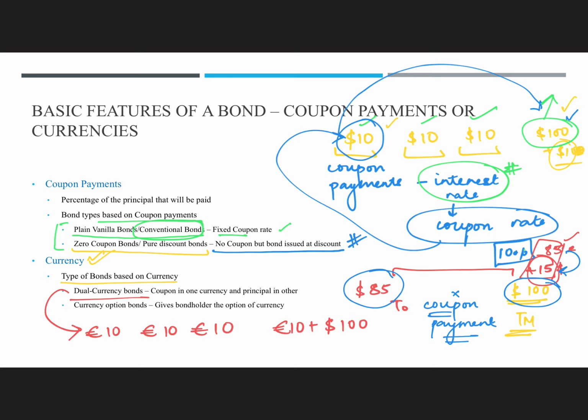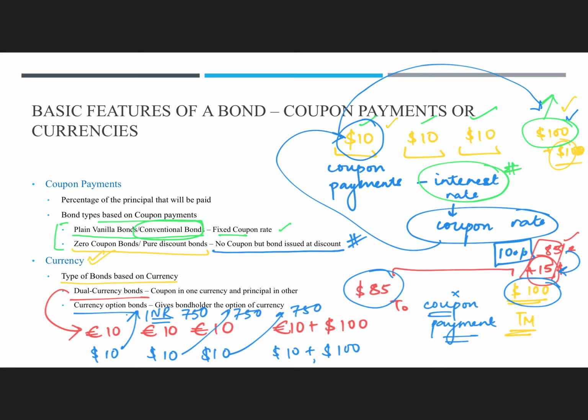So this is a dual currency bond. Then another type of bond is the currency option bond, wherein the payments are fixed in one currency, but you can take them in any currency. For example, they know the absolute amount, but you can decide in what currency you want it. So you can take the same $10 in INR, and if it's 75 rupees for every dollar, then you can take 750 INR. So you'll be given this payment in a different currency. This is called a currency option bond.